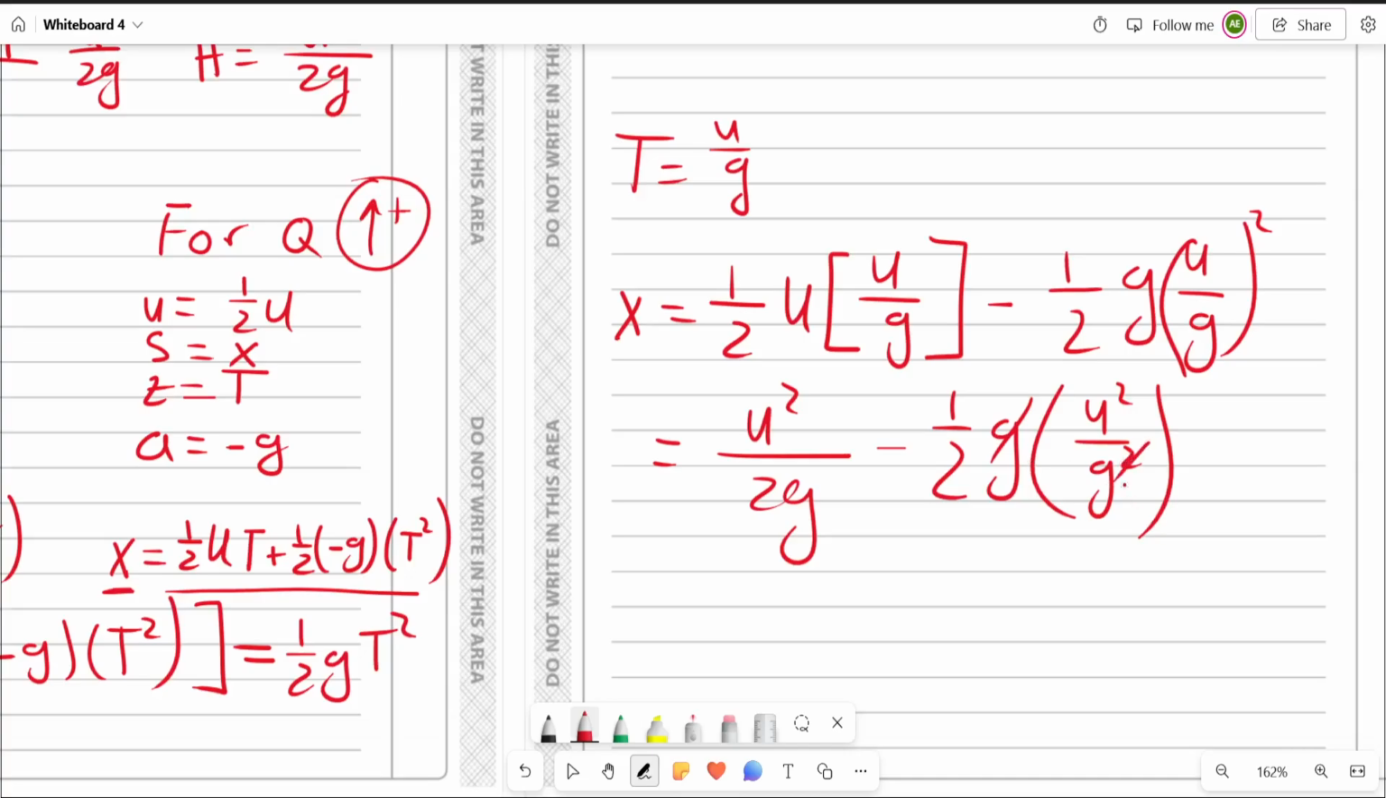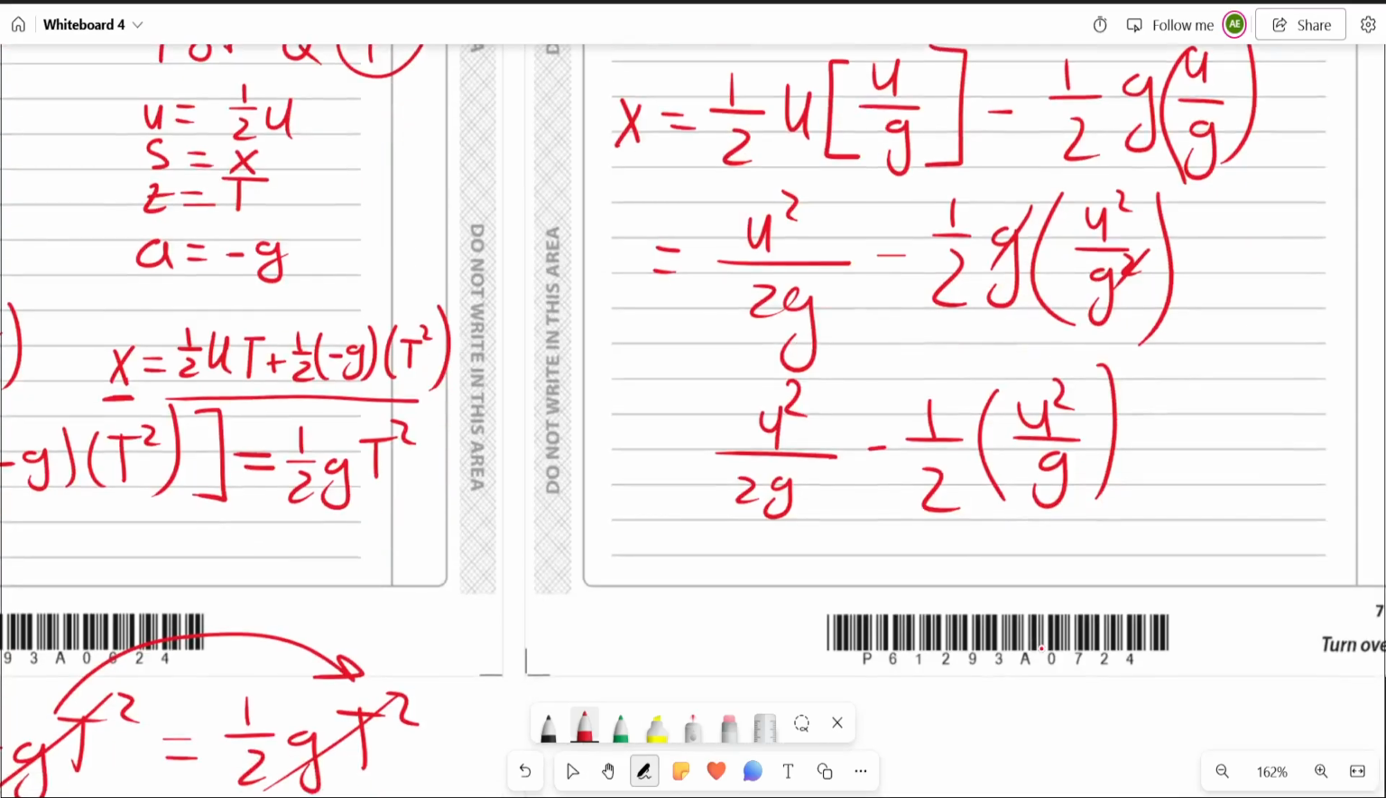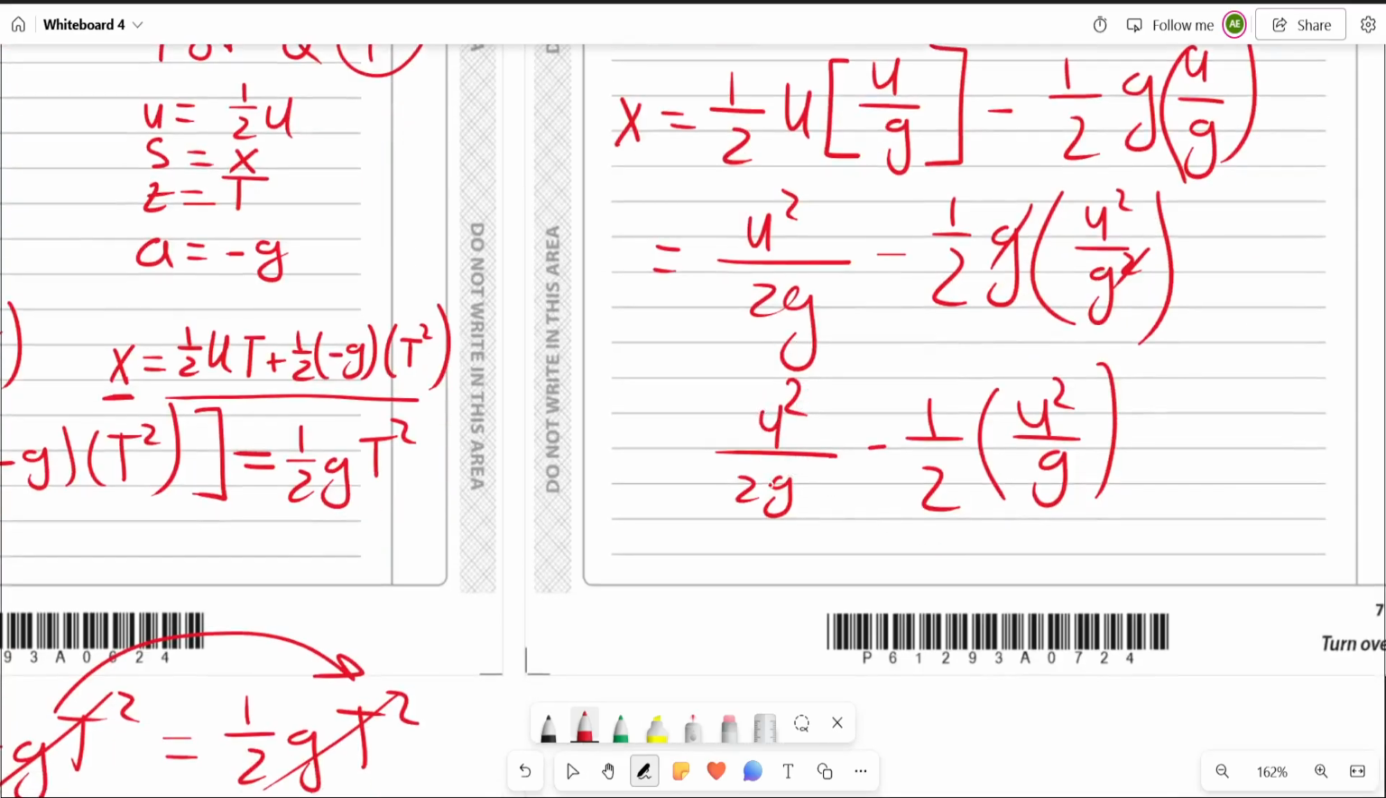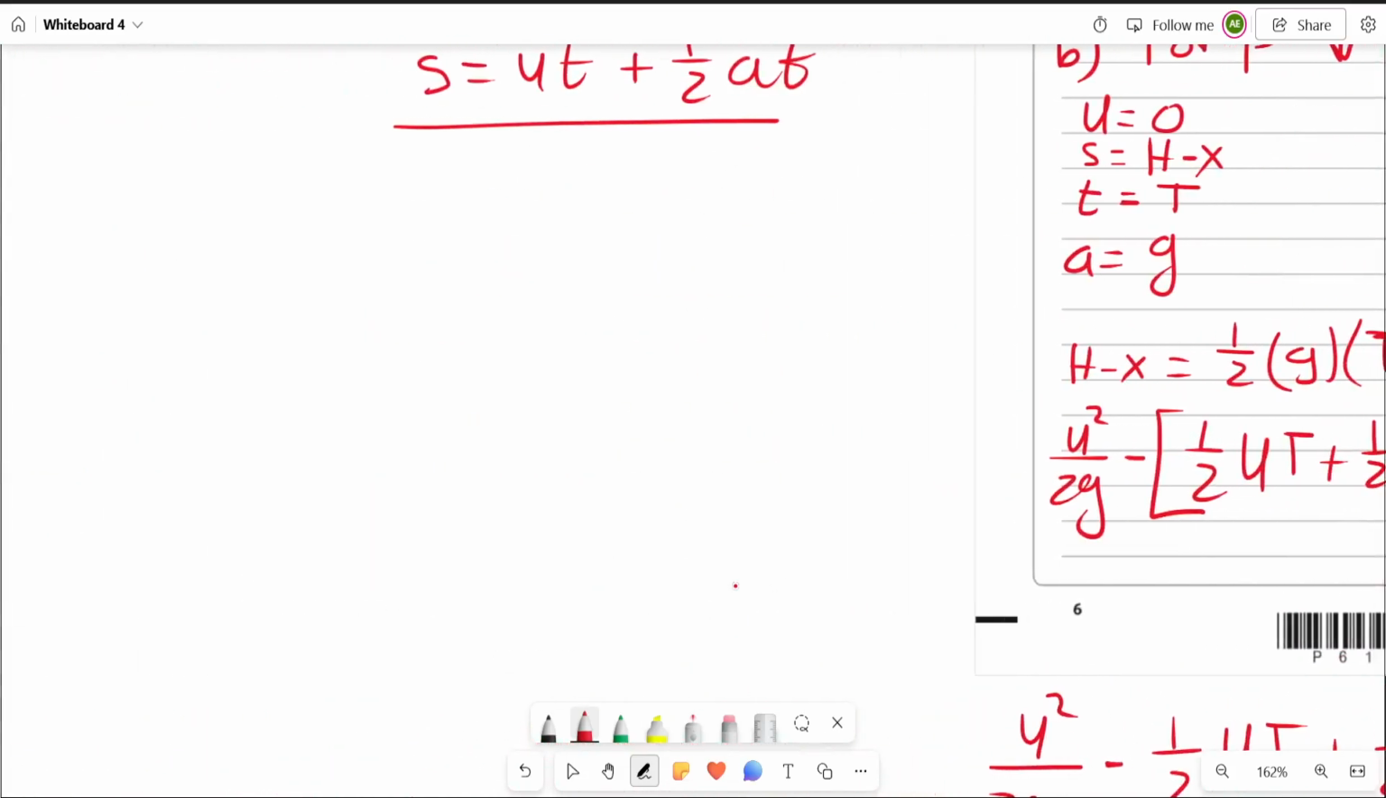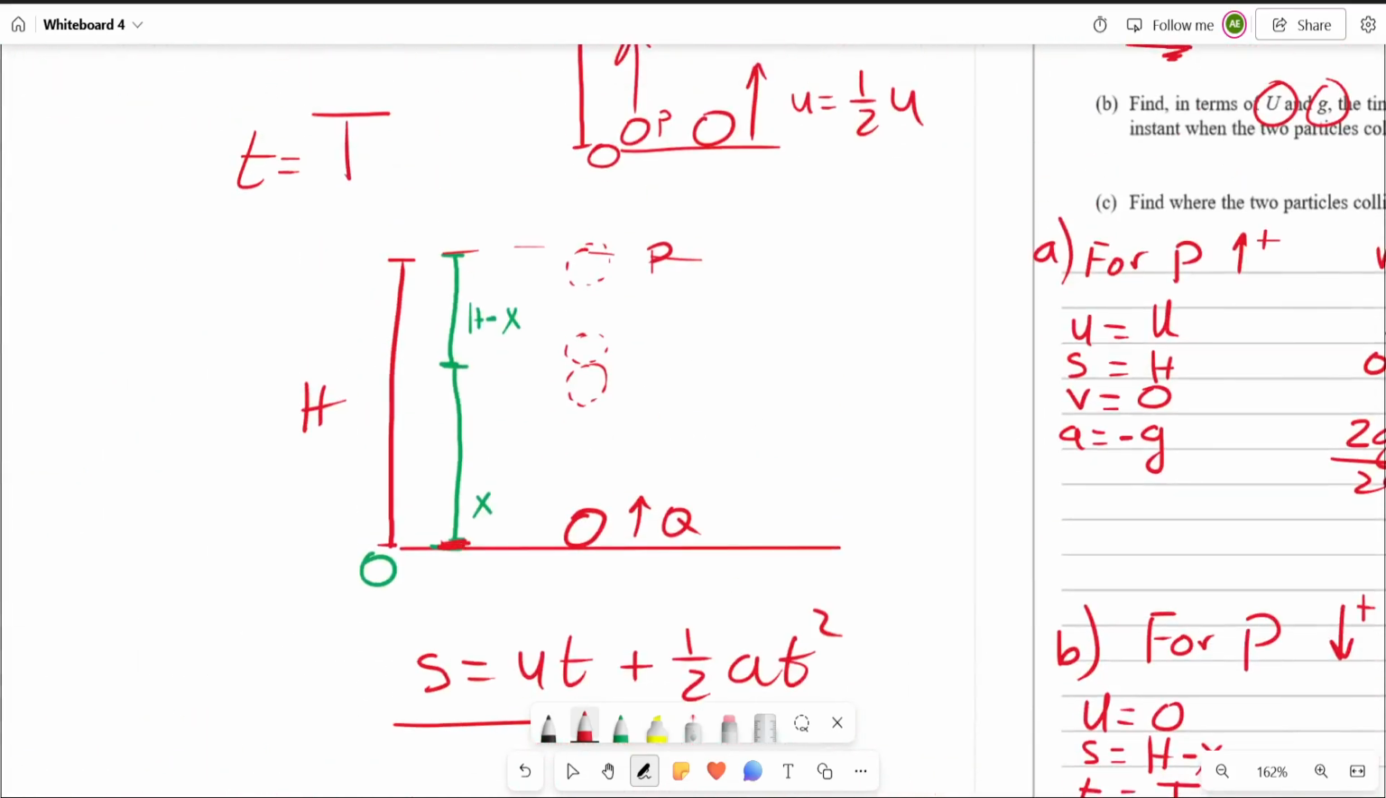So this g is going to cancel with this g. So I'm going to have u squared over 2g minus 1 over 2 into u squared over g, which is basically the same exact thing. So I can find that u squared over 2g, this is all equal to x. So x is going to equal u squared over 2g minus u squared over 2g. So x is basically 0. So I found that my x is 0. What does that mean? That means that x, which is a displacement from here up to the collision point, is 0. That means that the collision point is actually over here.